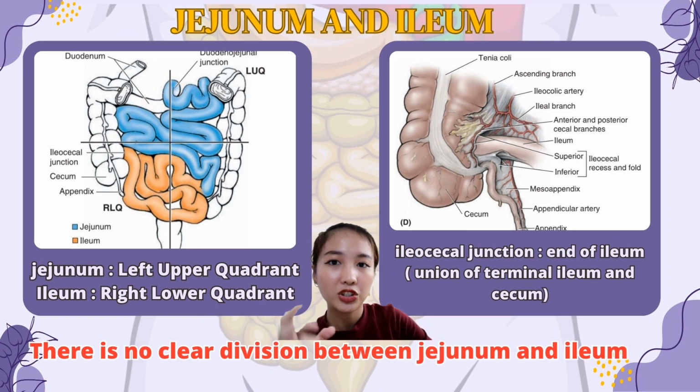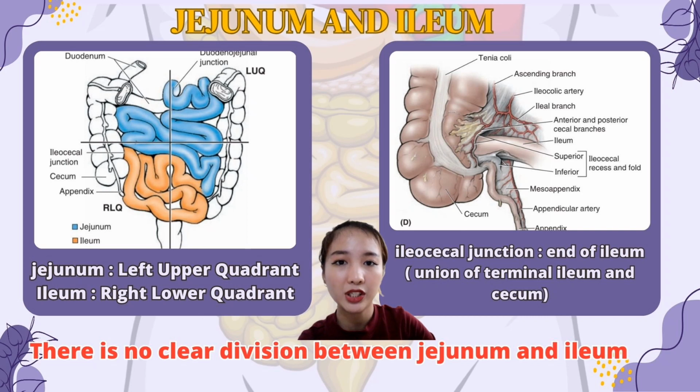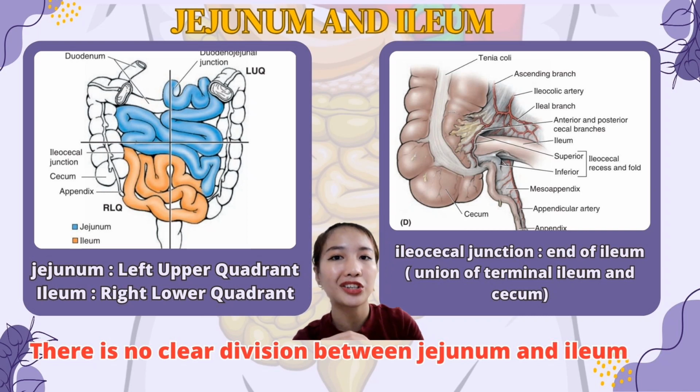The jejunum, which is the second part of the small intestine, begins at the duodenojejunal flexure, while the third part of the small intestine, the ileum, ends at the ileocecal junction, the union of the terminal ileum and cecum. The jejunum and ileum are 6 to 7 meters long. The jejunum lies predominantly in the left upper quadrant, while the ileum lies predominantly in the right lower quadrant.